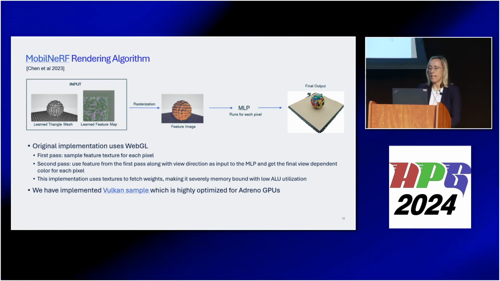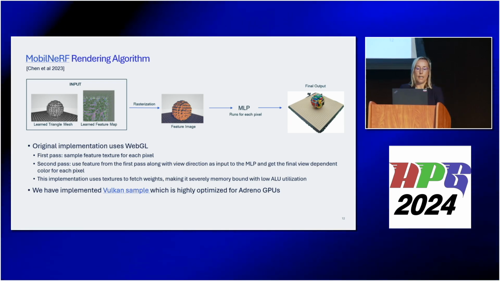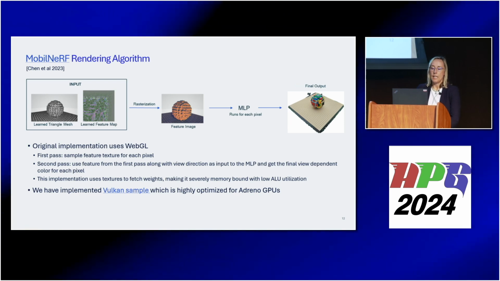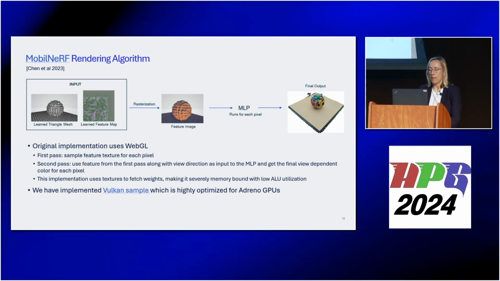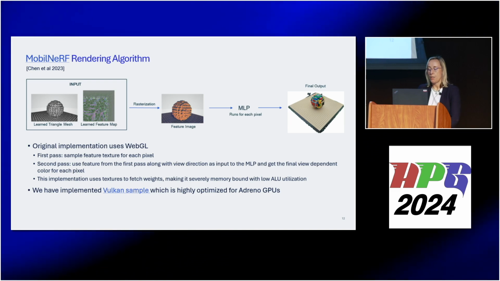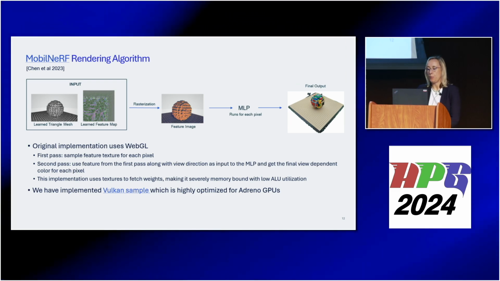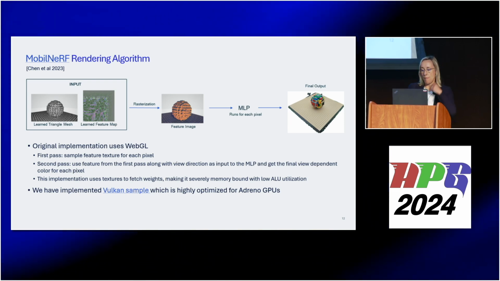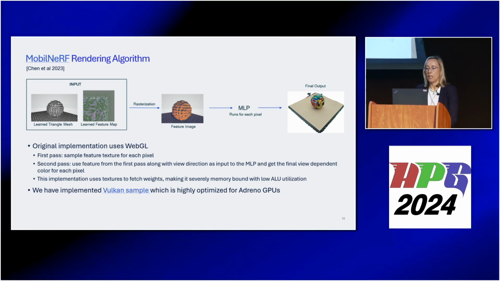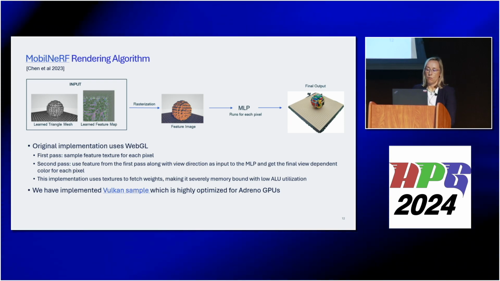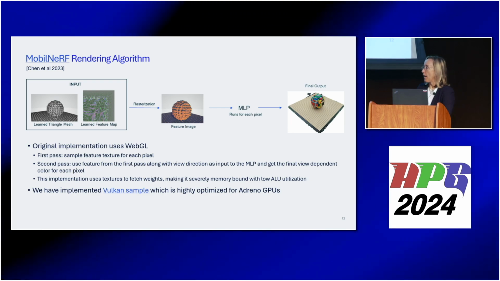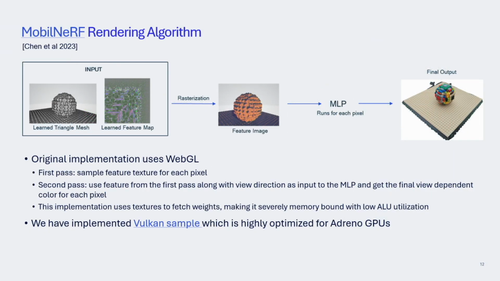This image here presents the pipeline. At rendering time, so at inference, they take in learned triangle meshes and feature maps as an input. We rasterize those, create these feature images, and then run an MLP for each pixel using this feature image and a camera view to finally render the final output, which is view dependent. The original implementation was done using WebGL, and it had two passes. The first pass was rasterization. The second pass was running the MLP.